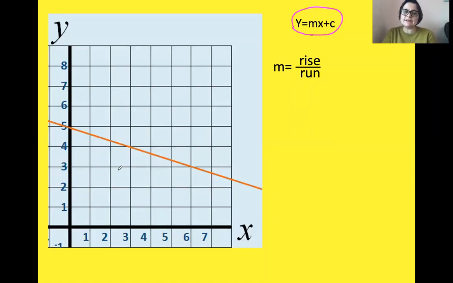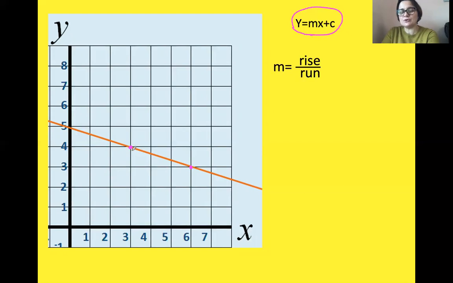To calculate the gradient, we have the picture here, this is the straight line. We need to look at the straight line carefully and locate two perfect points. As I said in my previous videos, the perfect points are those where the line crosses the corners of the grid. So this one here, we could take as a perfect point, and this one here is a perfect point. Now, why do you call these perfect points?